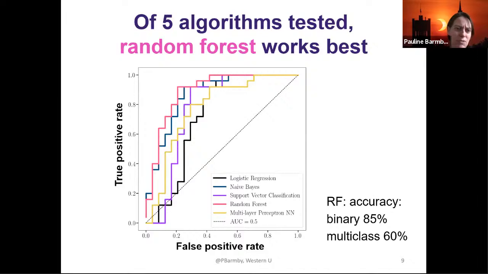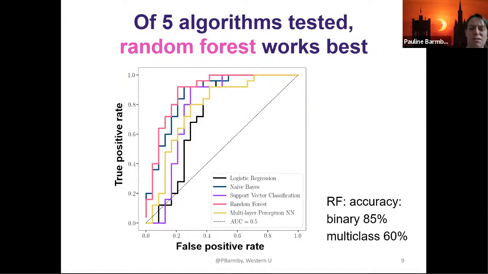So this is a receiver operating characteristic curve that you've seen before in some of these talks. An ideal classifier would have kind of a straight line going all the way up here and then making a right turn. So we at least do better than random, which is the dashed line across the center here.